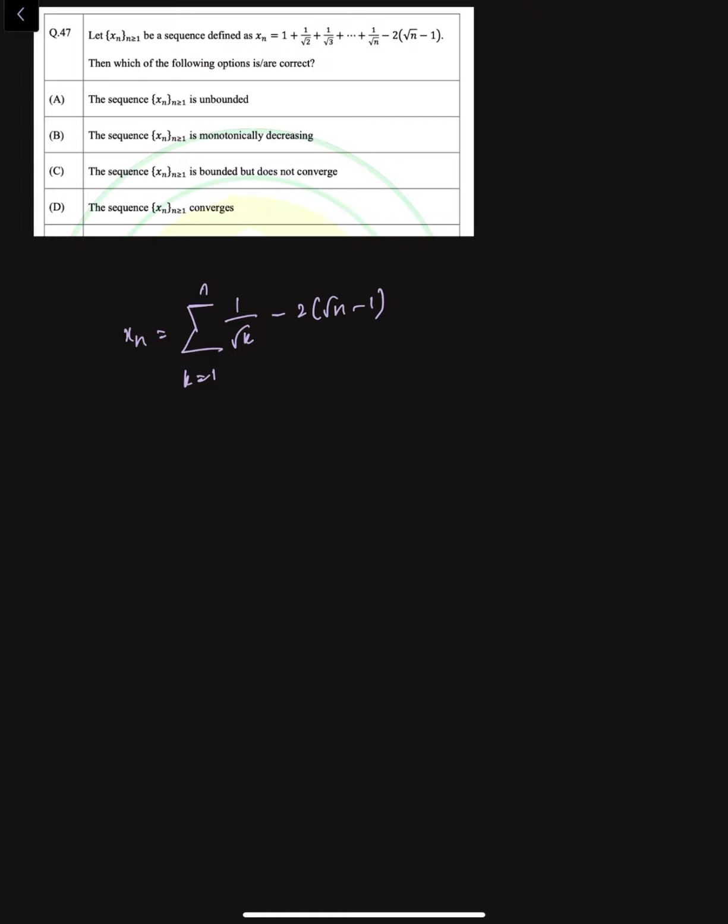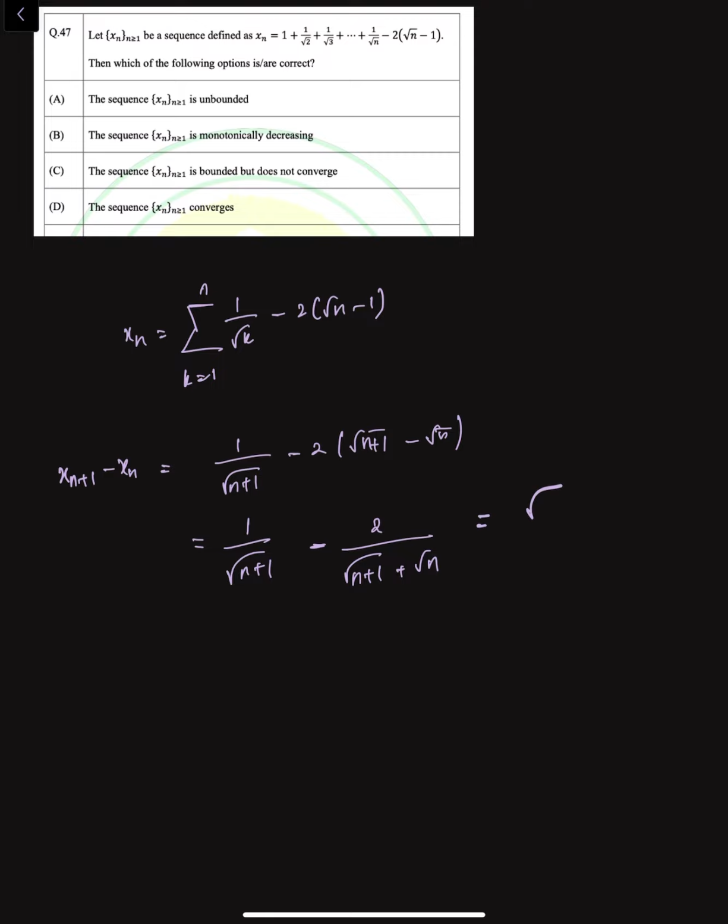So if we compute the increment, that is xn plus 1 minus xn, that is nothing but 1 by square root of n plus 1 minus 2 into root of n plus 1 minus the square root of n. So that means this is nothing but 1 by square root of n plus 1 minus 2 by square root of n plus 1 plus square root of n.